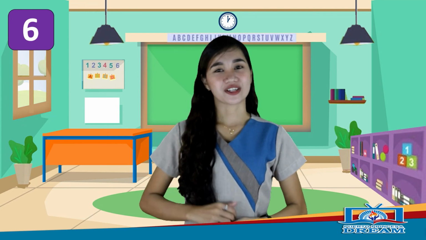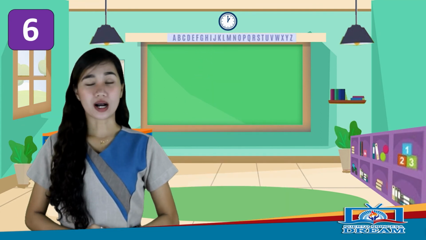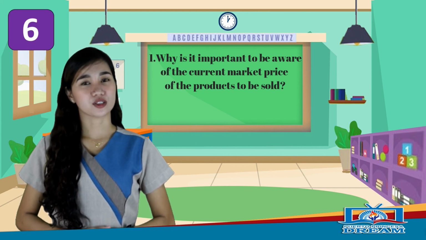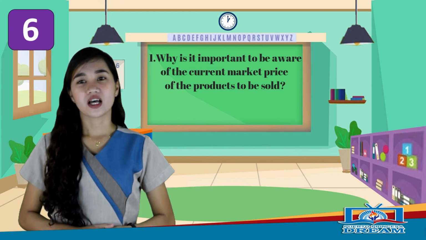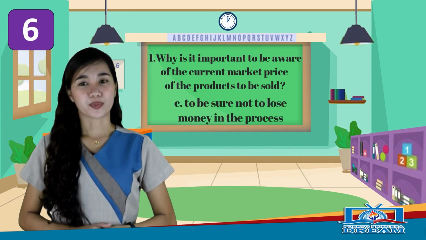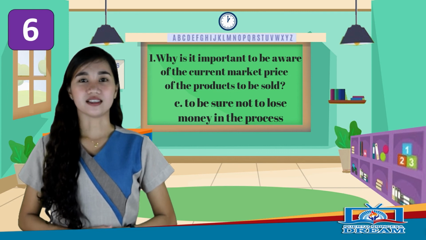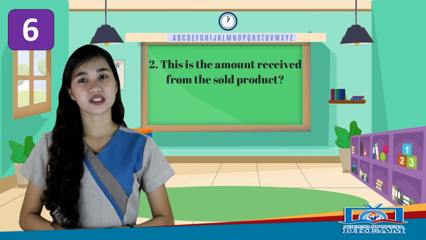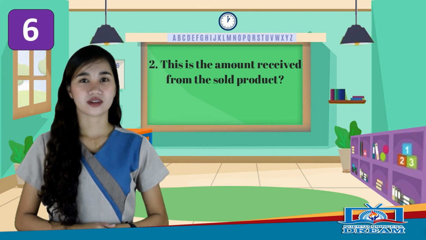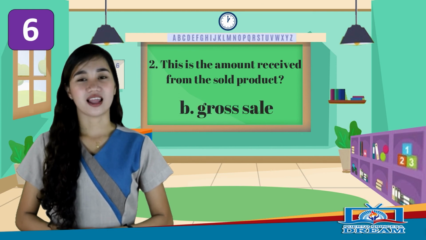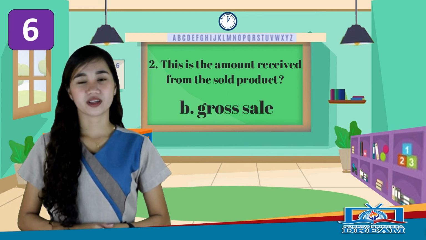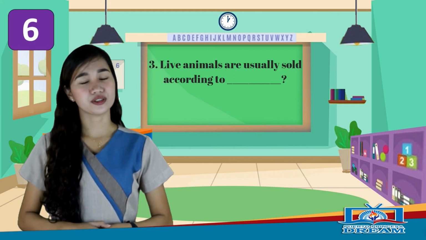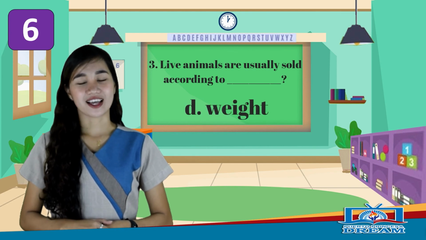Now, let's check your answers. Number 1. Why is it important to be aware of the current market price of the products to be sold? Of course, to be sure not to lose money in the process. That's letter C. Next, number 2. What is the amount received from the sold product? Right, gross sale. Letter B. Number 3. Live animals are usually sold according to weight. That's letter D.